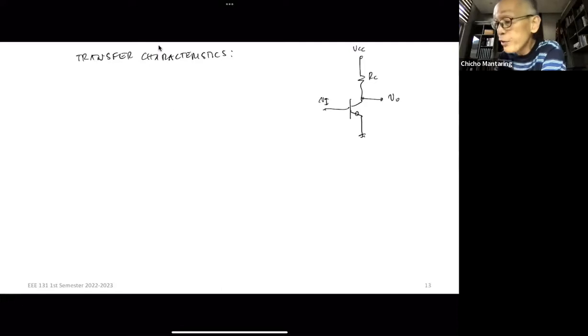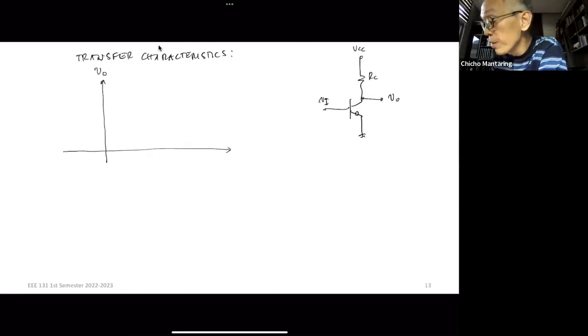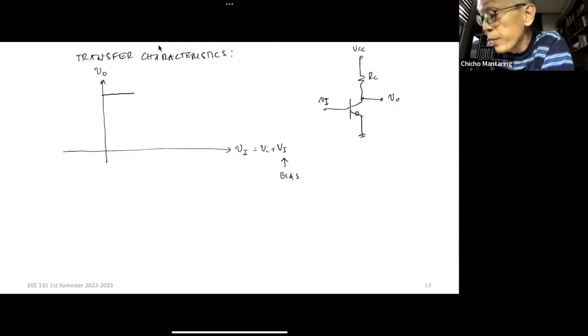So my transfer characteristic is going to be a plot of V capital O over V capital I. We said that for small values of V capital I, so remember this is V small I plus capital V capital I, where this is my bias. For small values of V capital I, my output is going to be equal to VCC. And for large values of V capital I, my output is going to be equal to VCE sat.